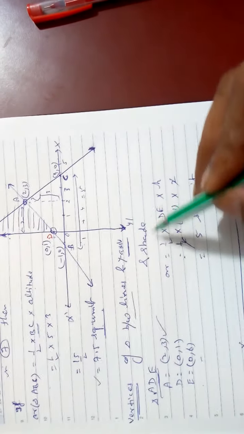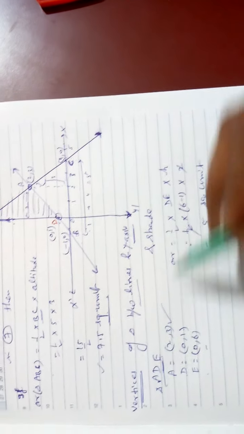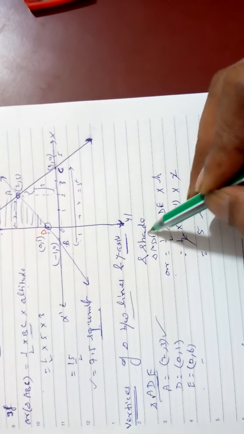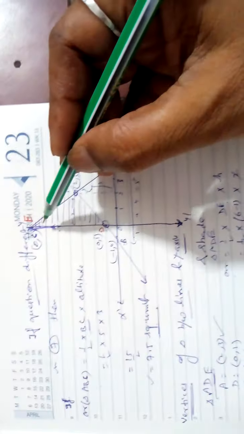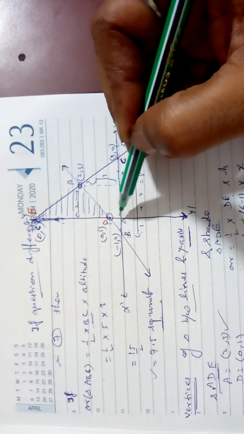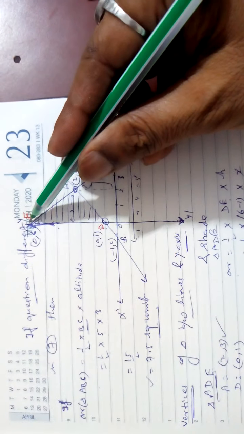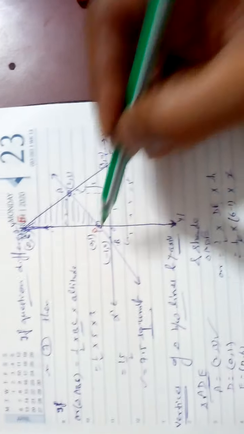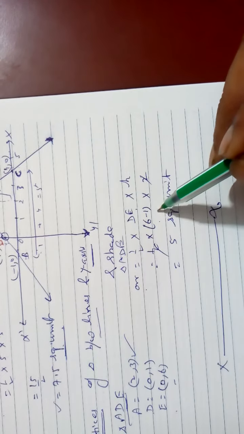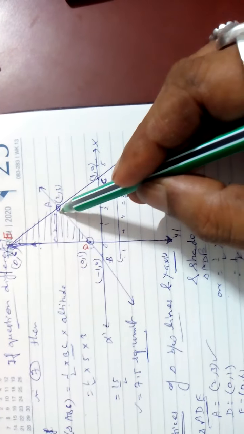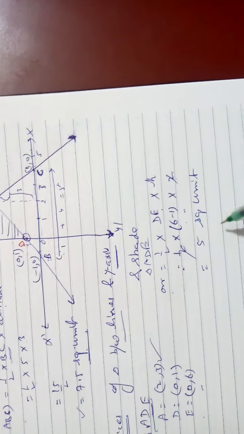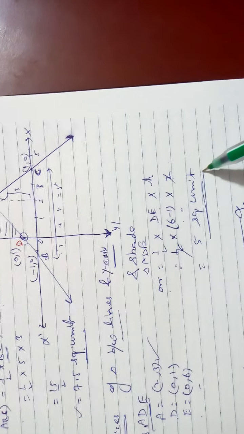Here, if you are asked the area of the triangle, then again which triangle? Area of ADE. Then half into DE. DE is not 6, it is not from the origin. 6 minus 1. Here I have written 6 minus 1, 5, into height. Height will be this height, 2. So half into 6 minus 1 into 2, 2 cancel, you are getting 5 square units.